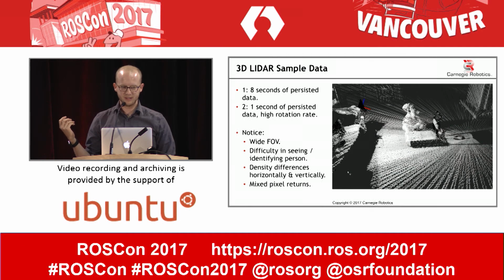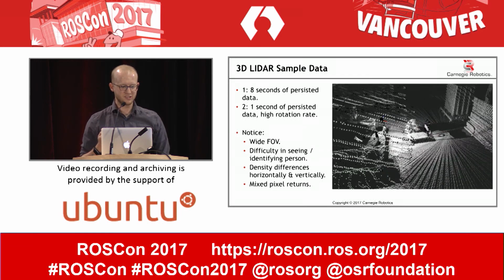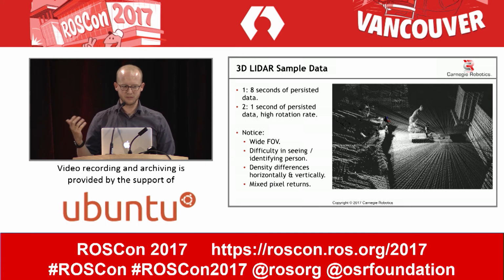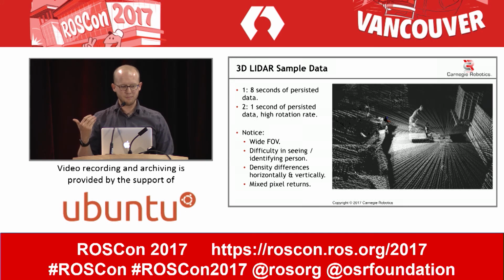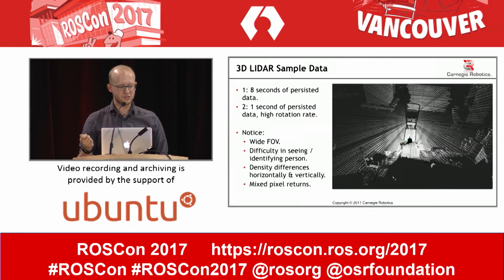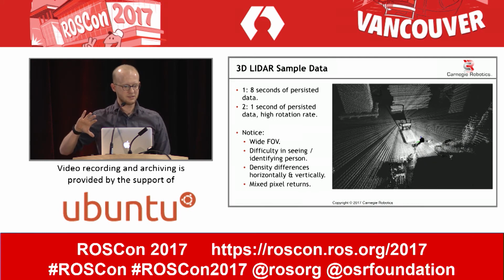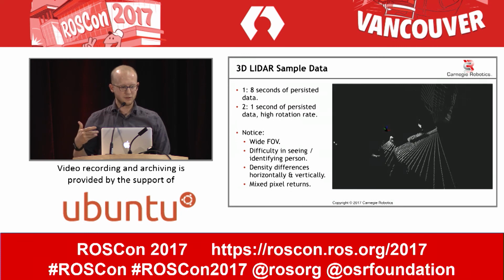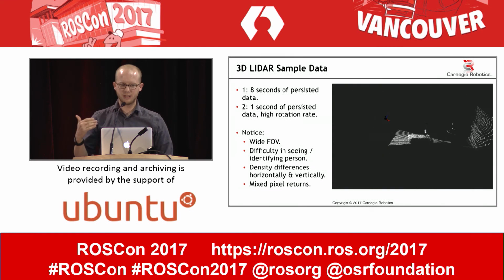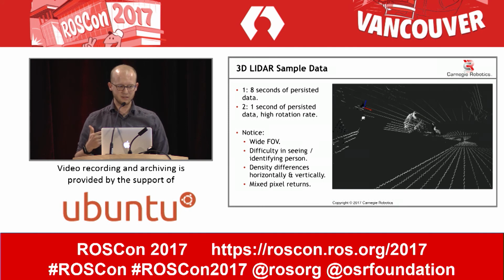This is a rotating 3D laser, first with 8 seconds of persisted data, and then we speed up the rotation rate and just show 1 second of persisted data. And you see intuitively the wide horizontal and vertical field of view of this rotating planar laser. But because of the density and the persistence, it's actually very difficult to make out the person. And you have very different density in plane or in scan, as well as scan to scan. With the higher data rate, you get more accurate information about the world temporally, but it becomes harder and harder to pick out different features in the scene because of the density reductions.